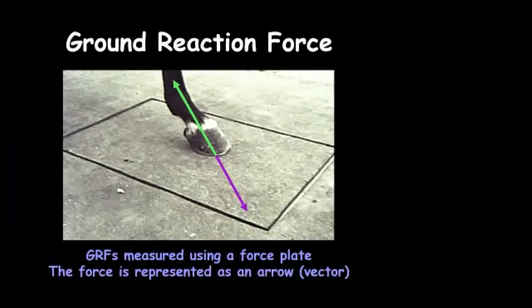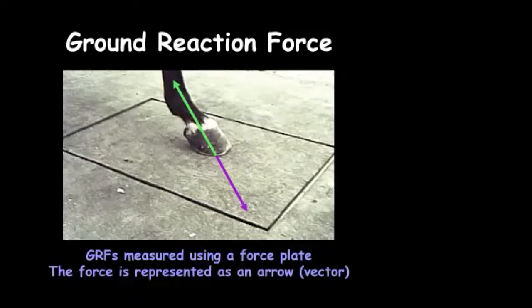So we're going to spend a little bit of time just looking at the normal ground reaction force during the stance phase of the stride. And we measure these ground reaction forces using a force plate, which is a rectangular metallic plate embedded in the ground. And you can see the edges of the force plate in this photograph. So when the hoof pushes against the ground, it generates a force that acts into the ground, and that's represented here by the purple arrow.